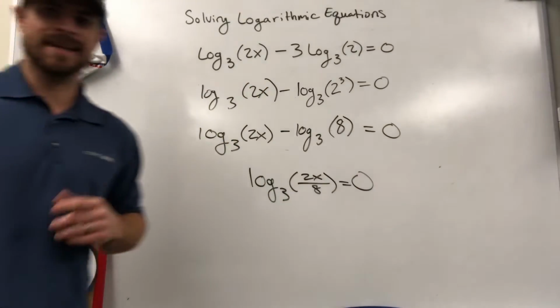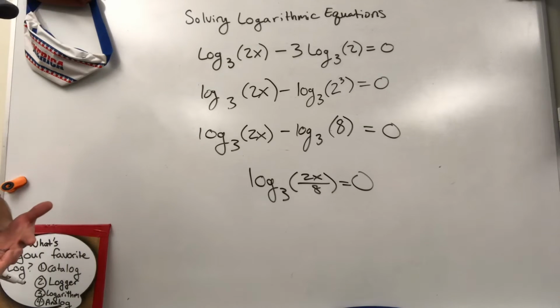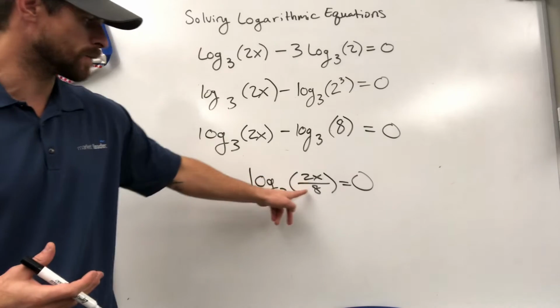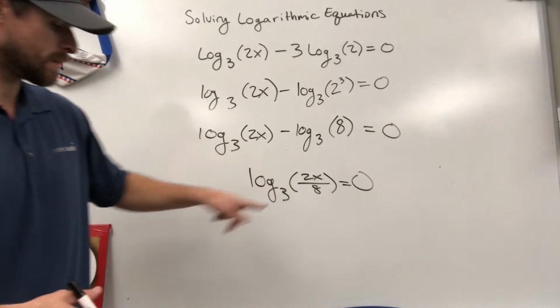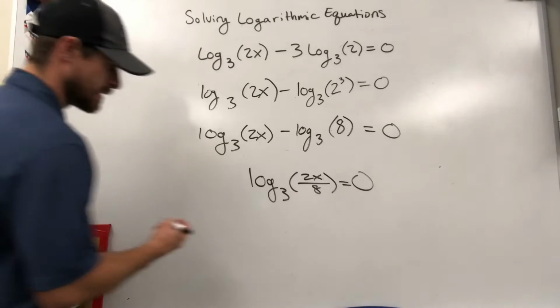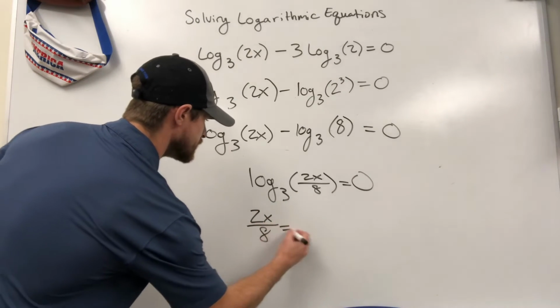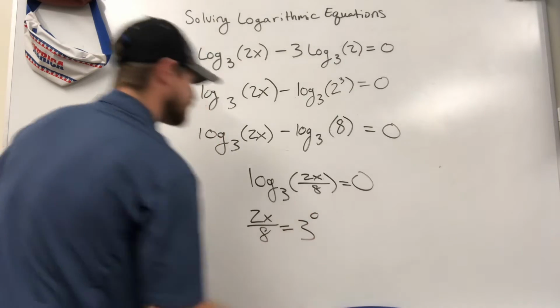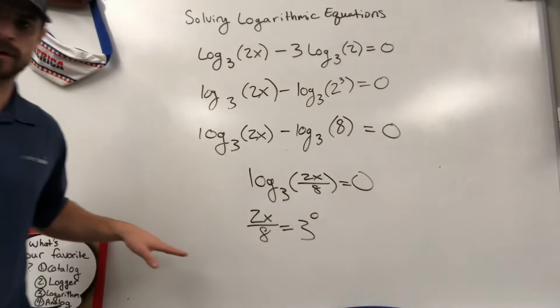My next step is writing this in exponential form. So I'm going to write 2x over 8 is equal to, because this is log base 3, I can write that over on the other side as my base. So now what I have is 2x over 8 is equal to base 3 to the power of 0. I'm rewriting this in exponential form.